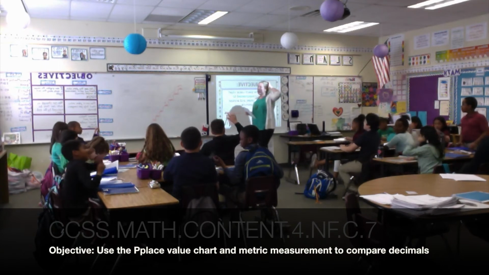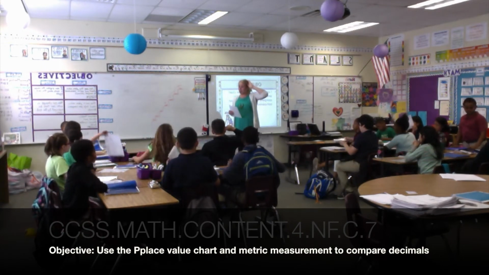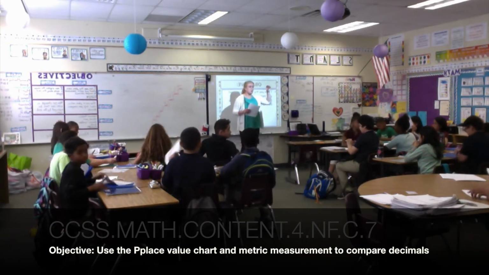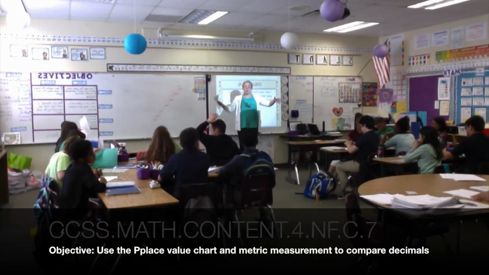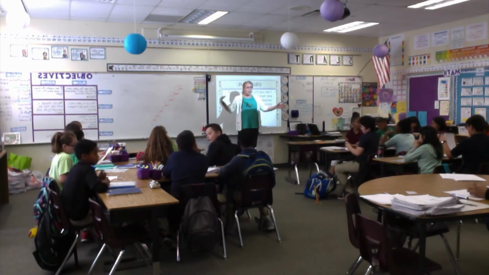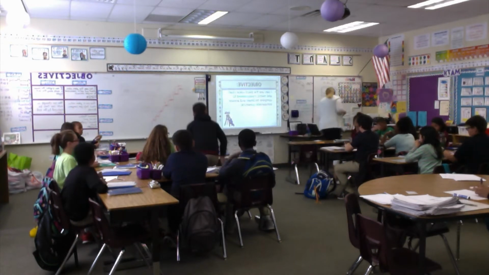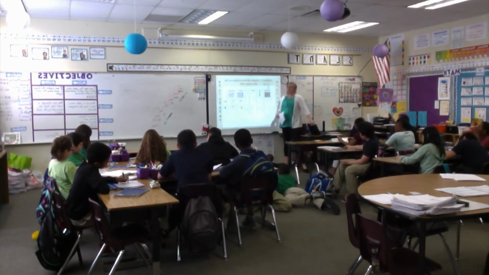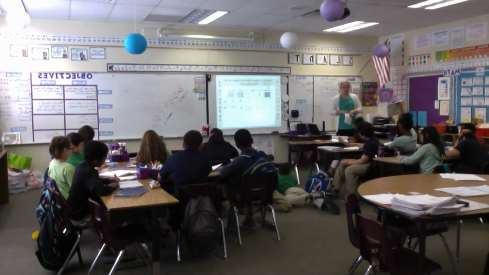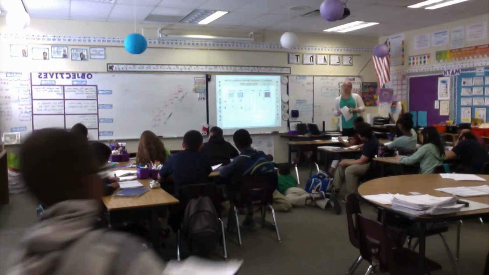Taking what we just talked about in our application problem and putting it into the lesson. So we're going to be talking about how to take multiple numbers and find the least to greatest or greatest to least. Don't let the whole number trick you. There's a whole number.